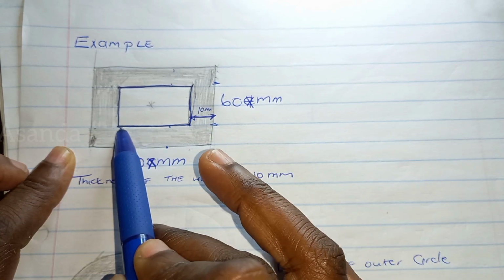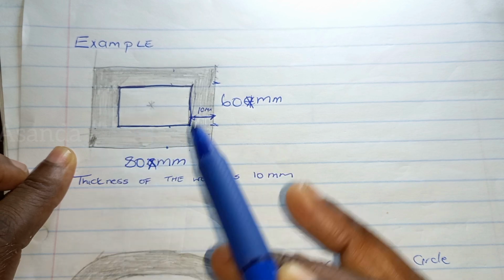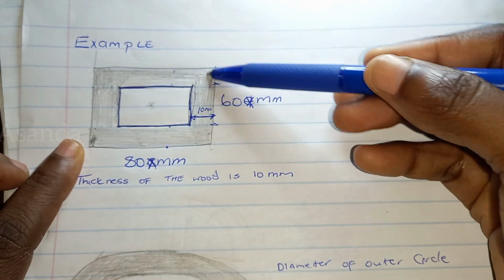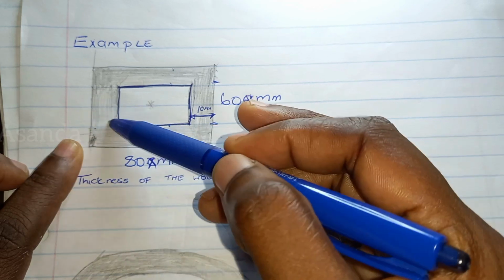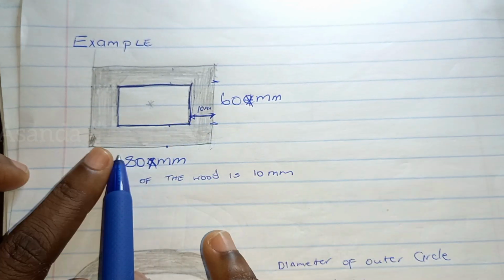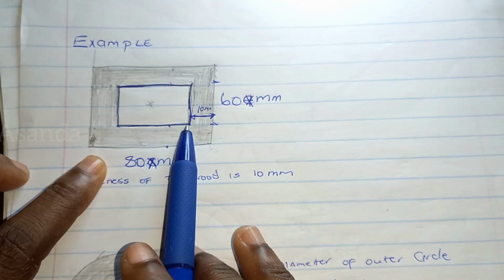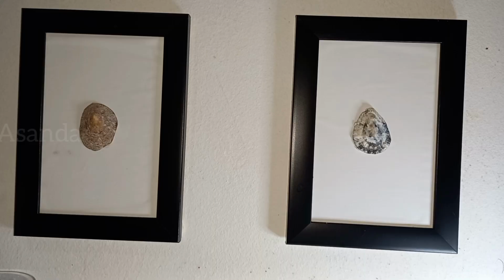Therefore, if I'm looking for the small length here, I'll say the whole thing minus the 10 on the side and minus the 10 on the left, and then I can get my length there, right? It's not that difficult.